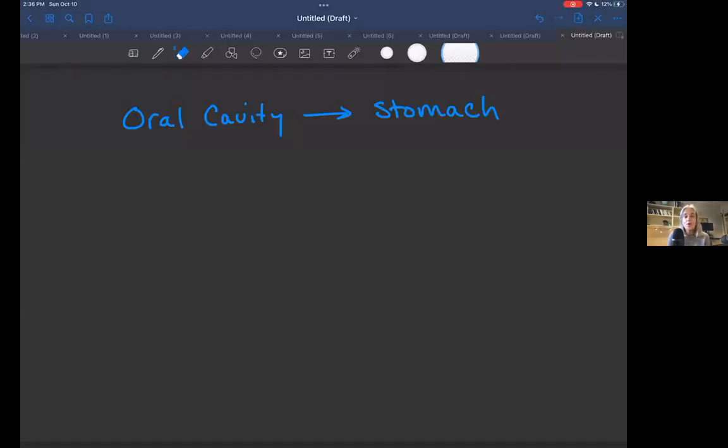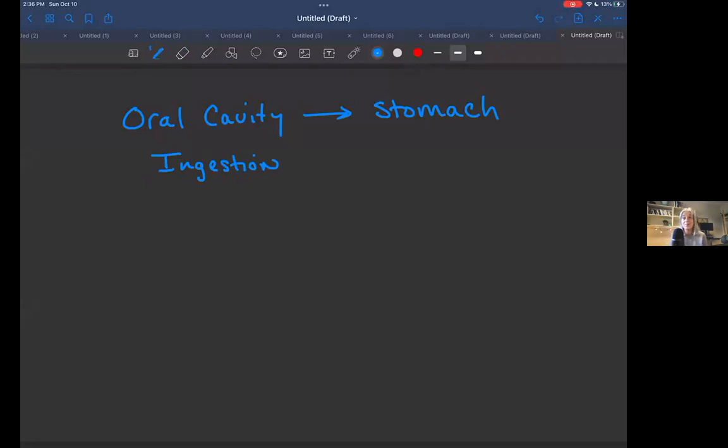So let's talk about the oral cavity and how food moves from the oral cavity towards the stomach. The oral cavity is your mouth. This is where ingestion takes place. So we could talk about ingesting food. We take food into the mouth and then we manipulate it.